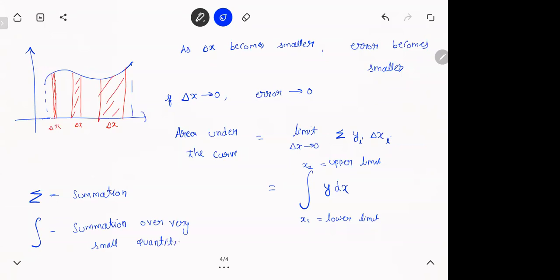So the name of this symbol is integral. When someone says integral y dx, understand you're doing summation of very small things. That is the meaning of integral. So instead of writing limit delta x tends to 0 sigma, such a big thing, we just put the integral symbol. Convenience. Who will write that limit delta x tends to 0 every time? Got it? So what is the meaning of lower limit and upper limit? It means you want the area from where to where. You want area from x1 to x2. That is the meaning of this.